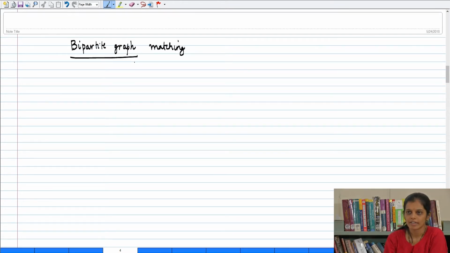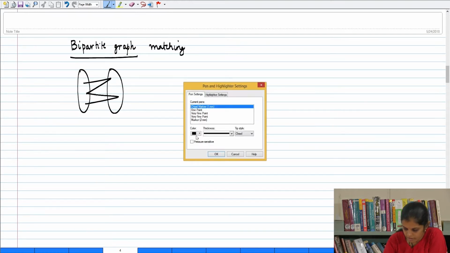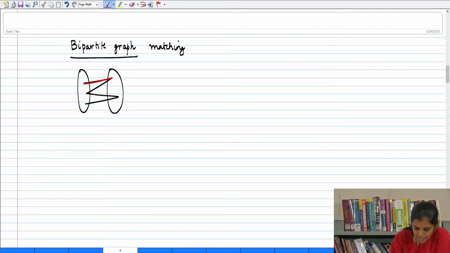So let me recall, we have a bipartite graph, we have certain edges in that bipartite graph, and we call a collection of edges a matching if no two edges share an endpoint, right. So these red edges form a matching in this bipartite graph, and we are interested in computing a maximum matching, that is a matching which has the largest number of edges and which still satisfies the property that it continues to be a matching in any bipartite graph, right.